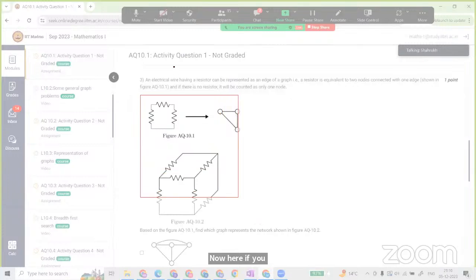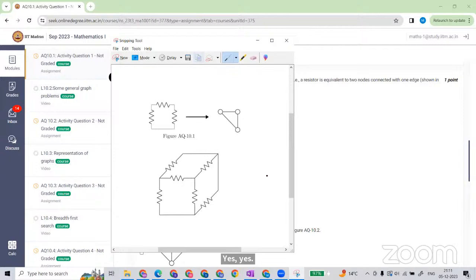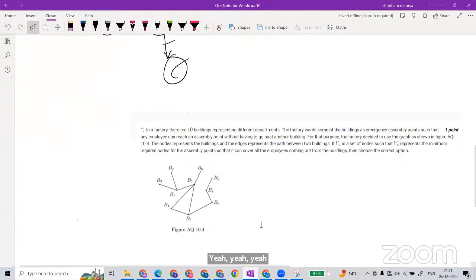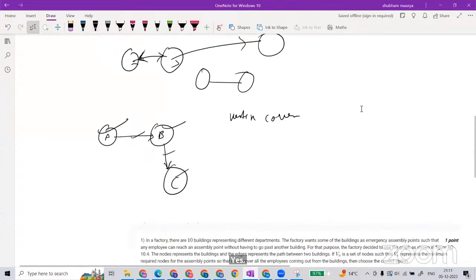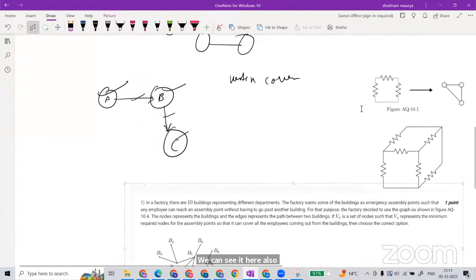Only one vertex is there. This larger wire, see this wire, this big wire is one vertex. Yes. We can see it here also, let me draw it here.